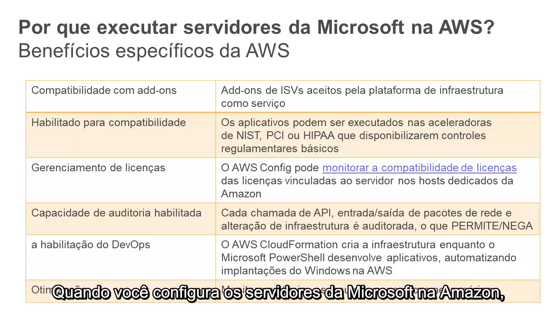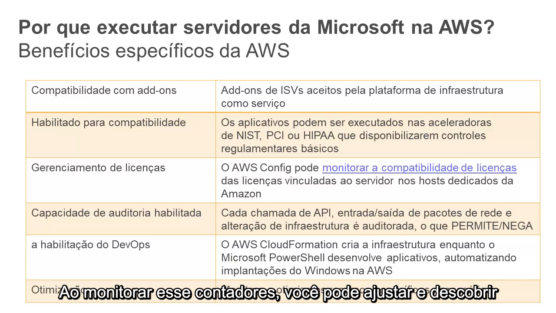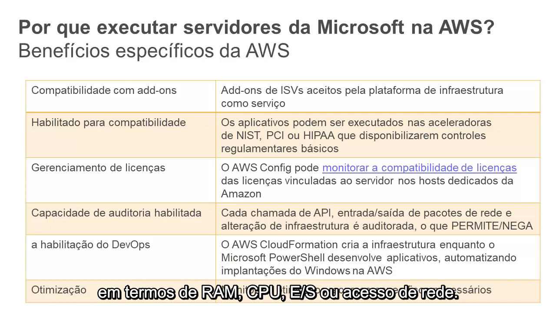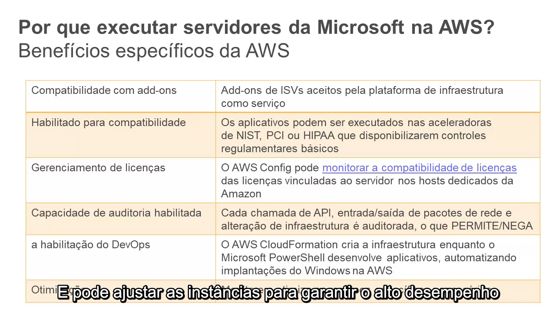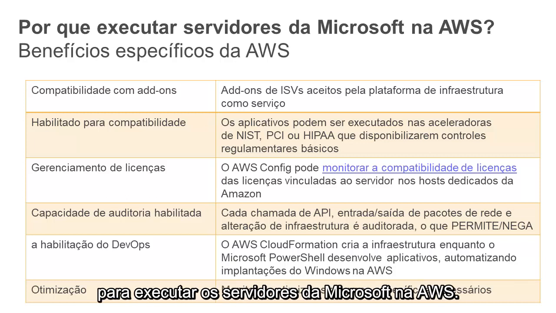Now, once you've stood up the Microsoft servers on Amazon, you can monitor hundreds of counters in a service of ours called CloudWatch, and you can tune and determine, well, are my instances properly sized for RAM, for CPU, for I/O, for network access? And you can tweak and tune the instances to make sure that your Microsoft environment is both high performance and low cost. So these are some more specific reasons for running the Microsoft servers on AWS.